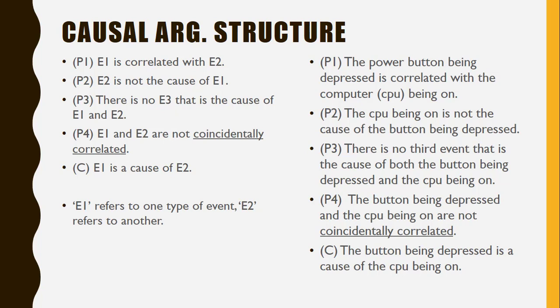E1 is correlated with E2. Here, E1 refers to one type of event, and E2 refers to another event. So for E1, we're talking about event 1, and for E2, we're talking about event 2.